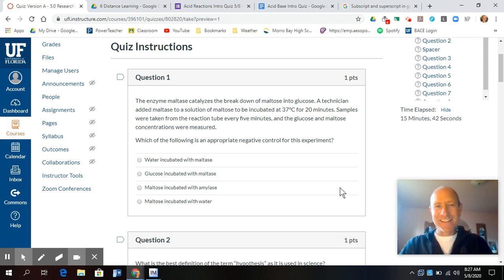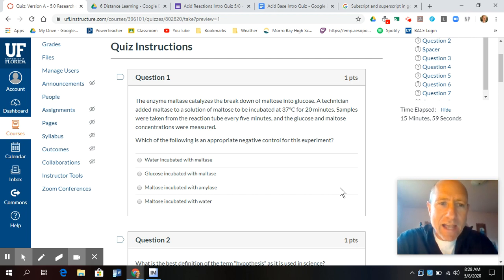Good morning. The enzyme maltase catalyzes the breakdown of maltose. -ose means it's a sugar, into glucose. That's another sugar. So maltose is probably a disaccharide, two sugar rings, and glucose is one sugar ring.